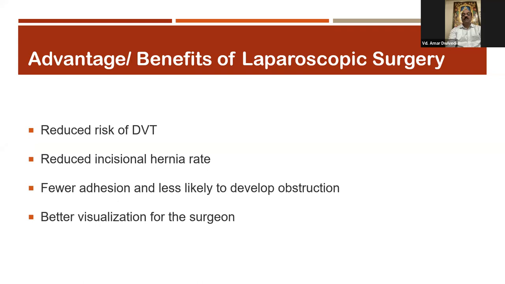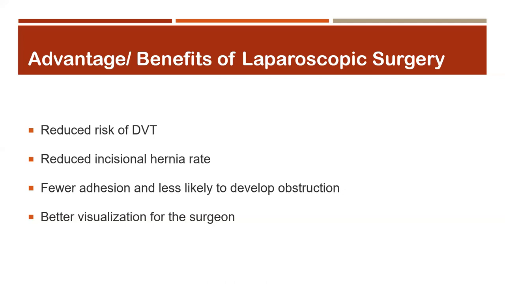But some advantages related to the patient in general surgery: it reduces the risk of deep vein thrombosis, because the operating time is comparatively less as compared to the open surgical procedure. It reduces the incisional hernia rate. But in a few cases, especially in laparoscopic surgery, if we do not close properly the 10 mm port, which is the supraumbilical or infraumbilical port, there may be chances of incisional hernia. Otherwise, the incisional hernia rate is very, very low in laparoscopic surgery.